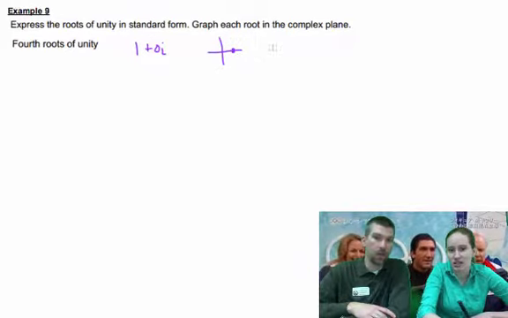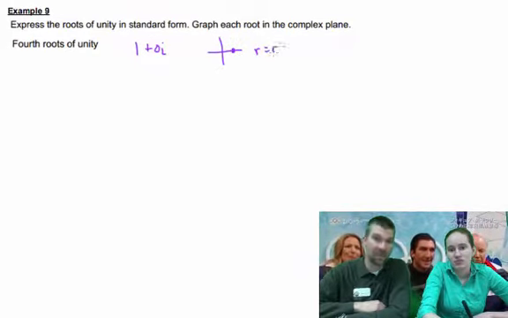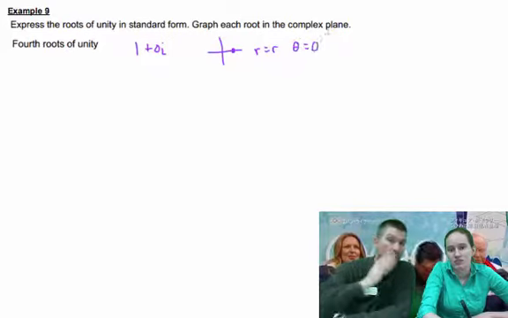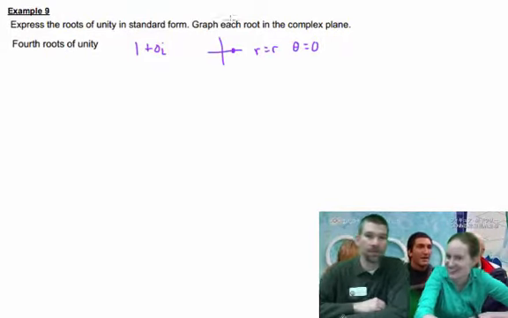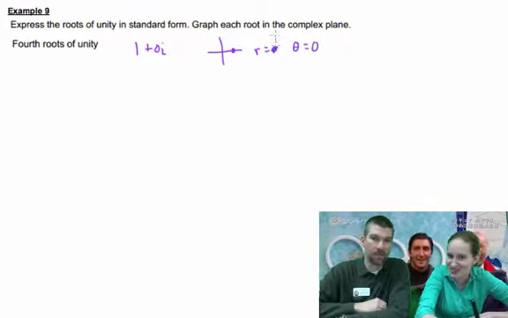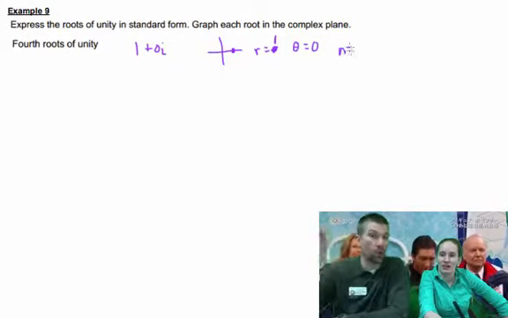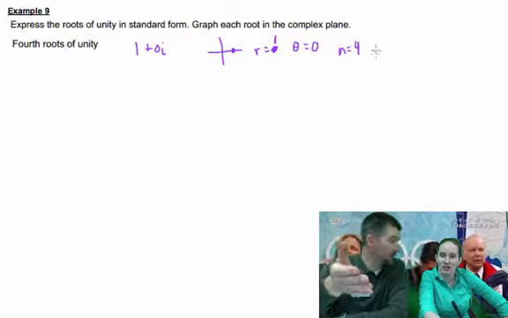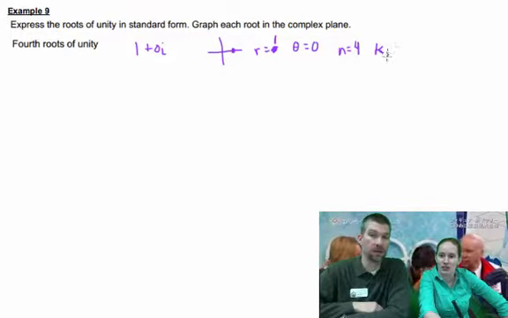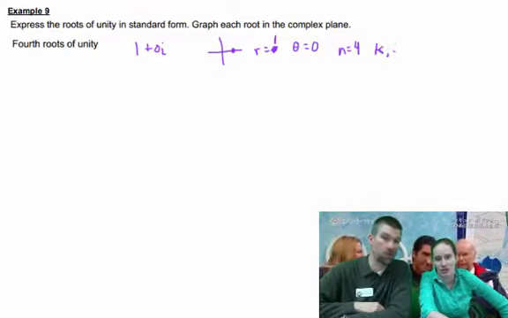1 is over here, so r equals 1. Theta will be 0. R equals 1, theta equals 0. And for the fourth root of unity, n is 4, and k is going to be 0, 1, 2, and 3. There's a comma there.